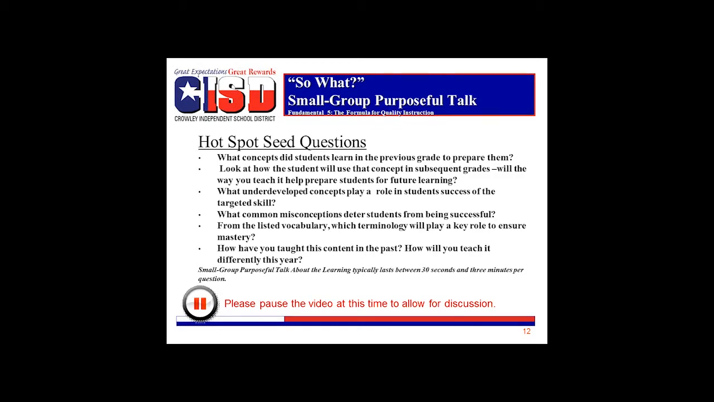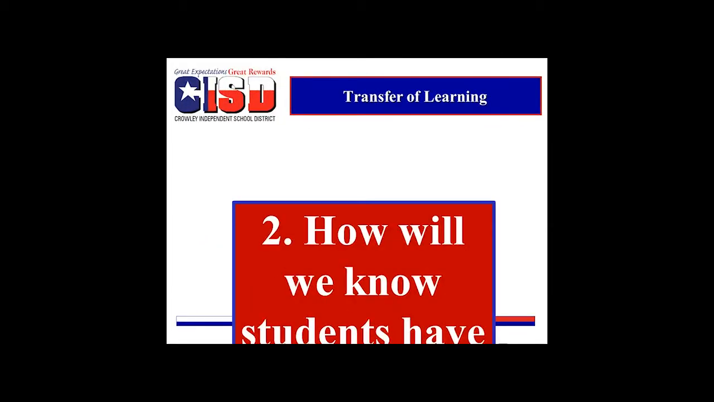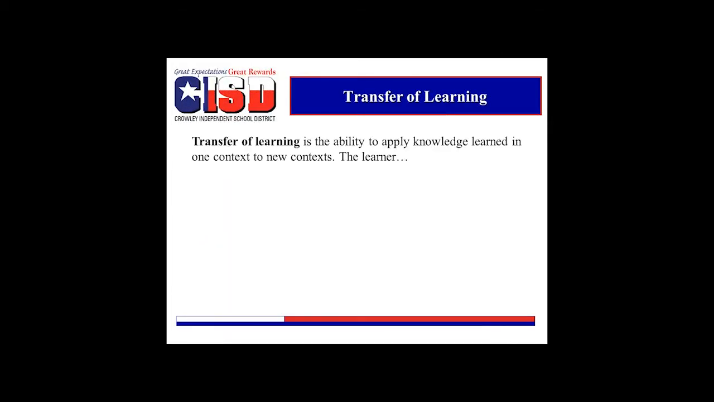During this time, focus specifically on the previously identified TEK. Before we begin to plan for instruction, let's discuss the ability of students to transfer learning, which corresponds to question 2 of our leading questions. Transfer of learning is the ability to apply knowledge learned in one context to a new context. Transferring learning means the learner will recognize common features among concepts, skills, or principles and will link the information in memory.